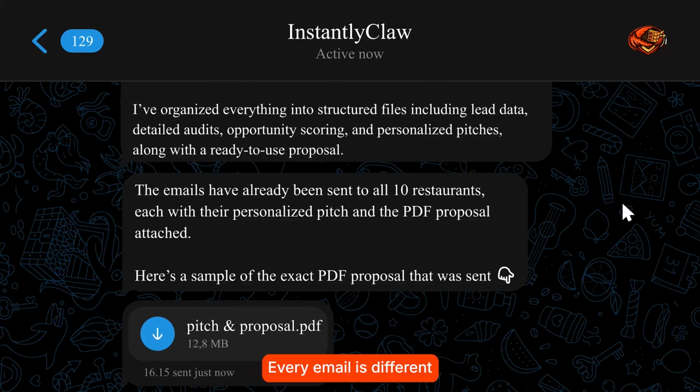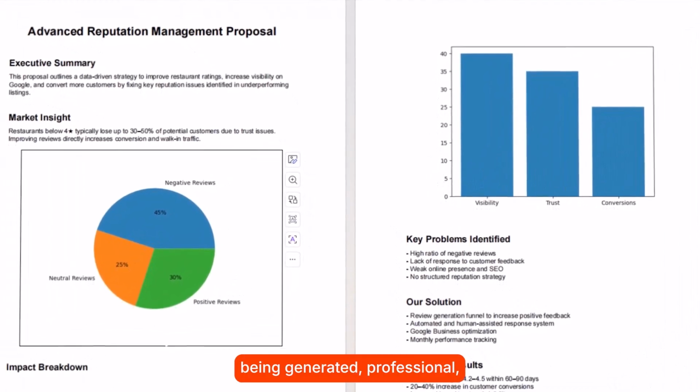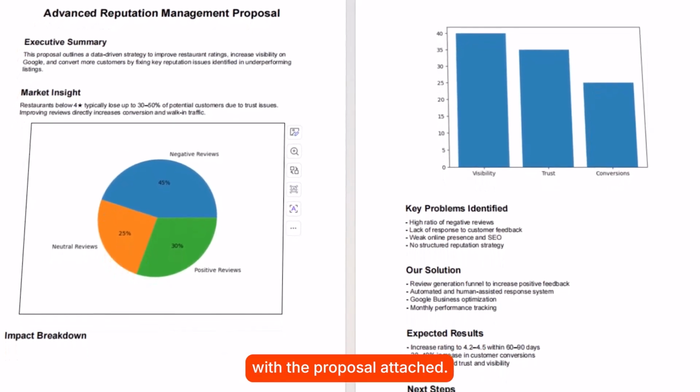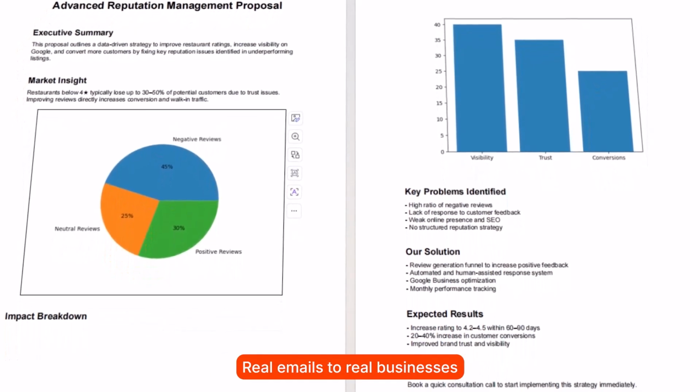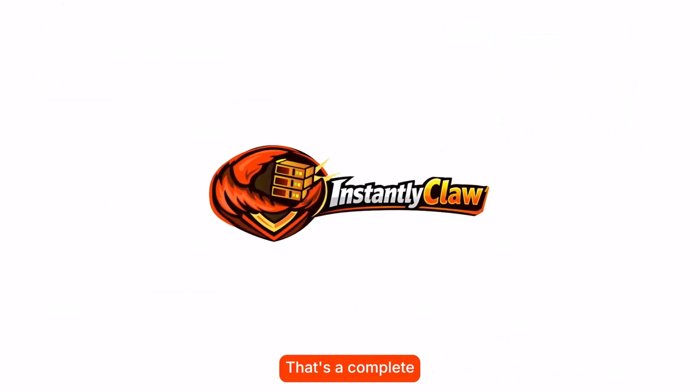So to recap, you give one clear instruction. The AI analyzes your data, creates visualizations, and delivers a complete report. And you can automate the entire workflow. That's how you build an AI agent for data analysis, visualization, and reporting using InstantlyClaw.